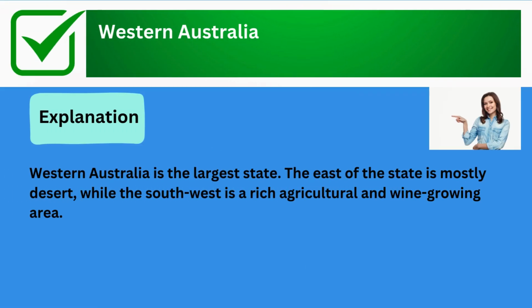The correct answer is Western Australia. Explanation: Western Australia is the largest state. The east of the state is mostly desert, while the southwest is a rich agricultural and wine-growing area.